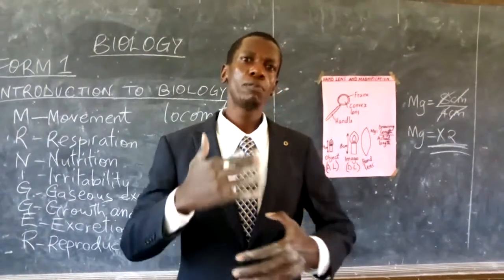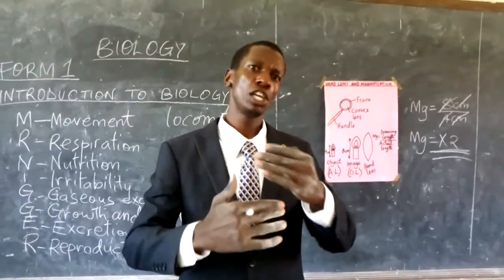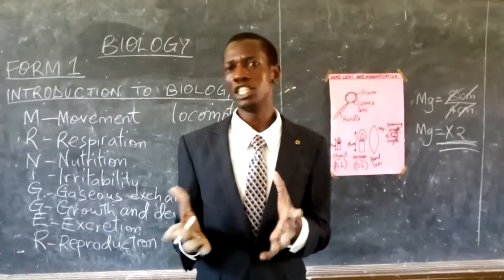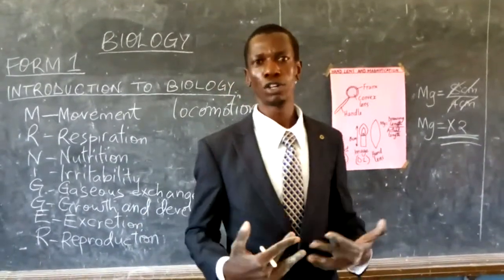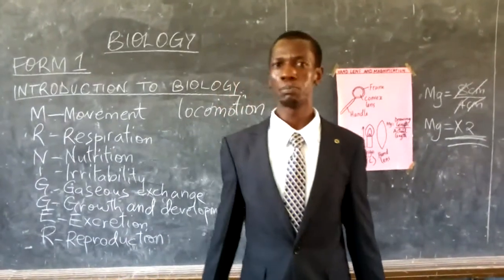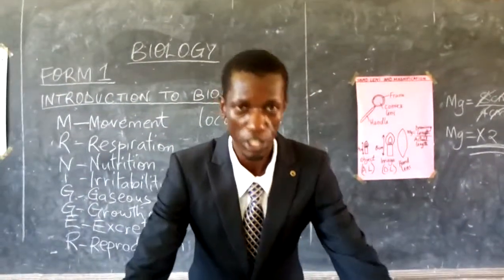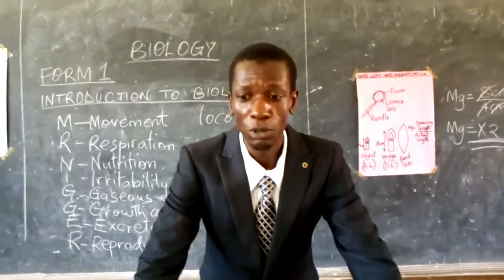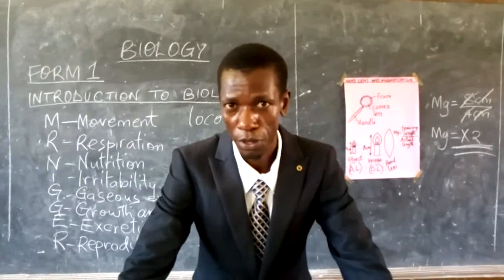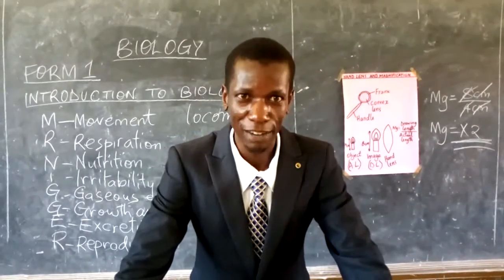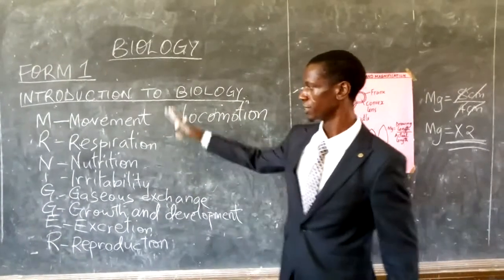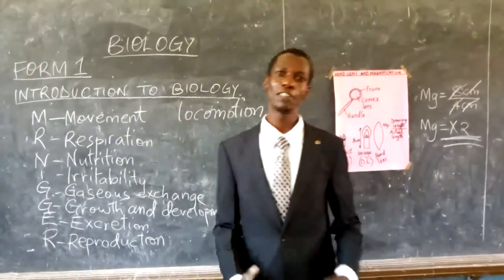When the metabolic waste products continue to accumulate within the body, they may lead to toxicity. Hence, an individual may become sick or end up losing life. The last one is reproduction. This is the process whereby an individual gives rise to another offspring of the same kind. And therefore, that marks the end of looking at the characteristics of living organisms.